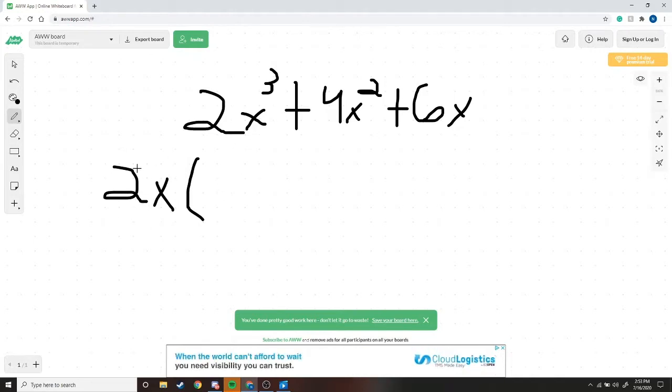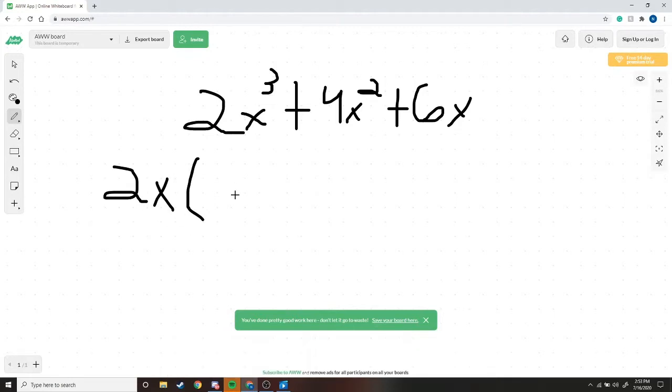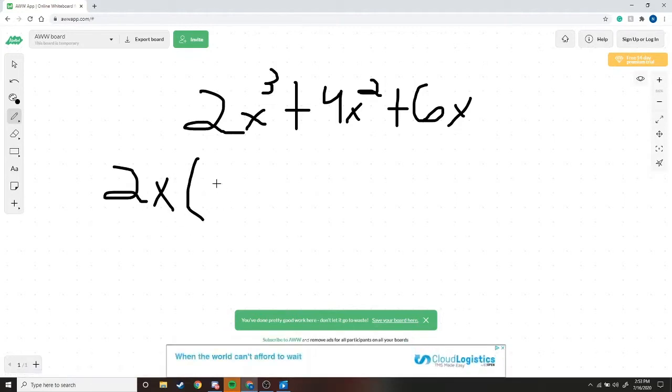Well, we already have the 2. We need to make this x into x cubed. And to get x cubed, we need to multiply 2x by x squared. To get 4x, we have a 2. To get 4x squared, we already have a 2x. This means that to get this 2 to 4, we need to multiply it by 2. And to get this x to x squared, we need to multiply it by x.